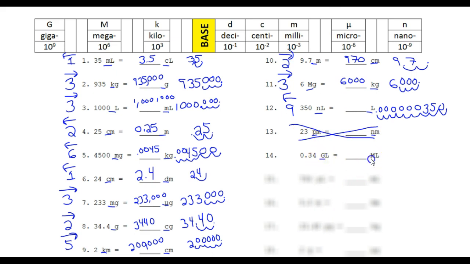Next up, I'm going to do 0.34 gigaliters to megaliters. 1, 2, 3 to the right. So I'm going to take my 0.34, move it 3 to the right, 1, 2, 3 to the right. That's going to give me 340 megaliters.